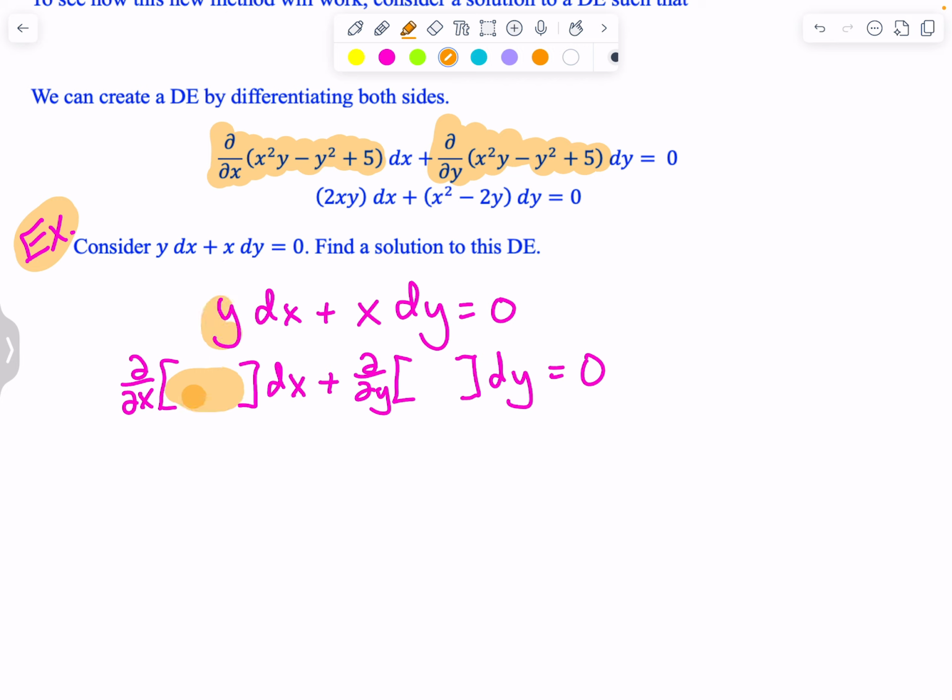This is some function, and when I take the derivative with respect to x, I just get a y. It would make sense then if that was xy, because when I take the derivative with respect to x, y is considered a constant, so it stays. And if I put that here as well, notice the partial derivative of xy with respect to y gives me an x. So there's our function, which means the solution to this equation is xy equals c, because that is the function that when I take my derivatives, I get the one above.